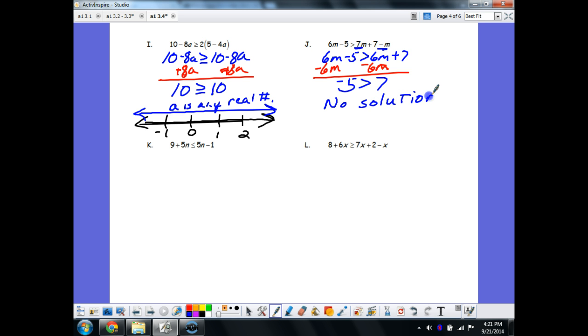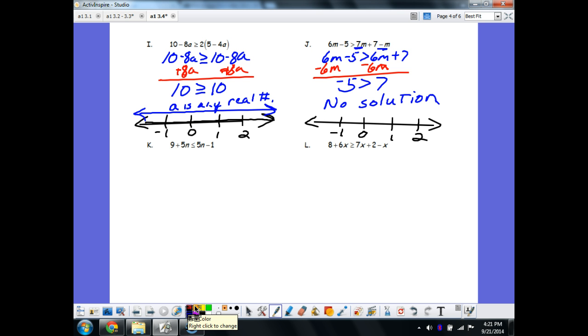So to graph that solution, all you have is just a blank number line. Put some numbers on it, but there is no shading because there is no solution.